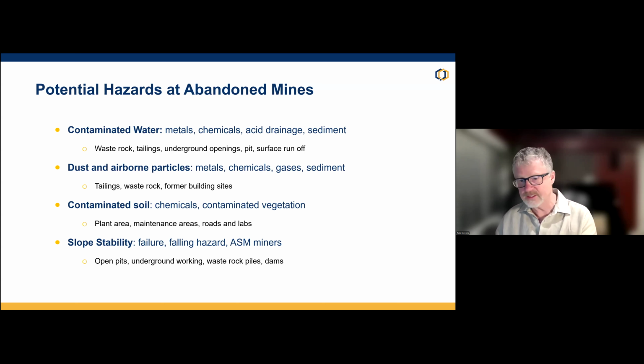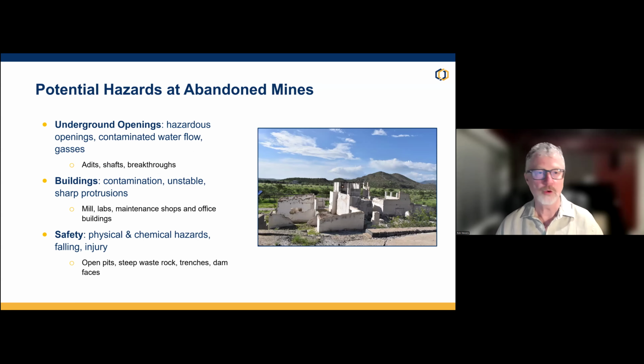So open pits, workings, waste rock, dams, all issues or parts of mines where slope stability could be an issue. Then we have underground openings and underground workings. I should probably put even more than openings, where underground workings can cause some collapse from the surface. But obviously steep open holes are hazardous. We can get contaminated water coming out of those underground openings.